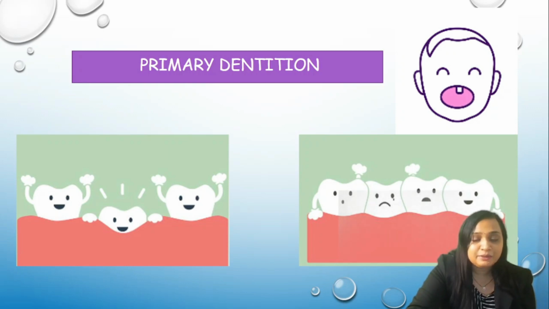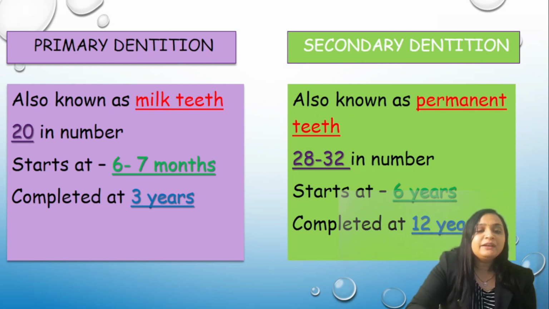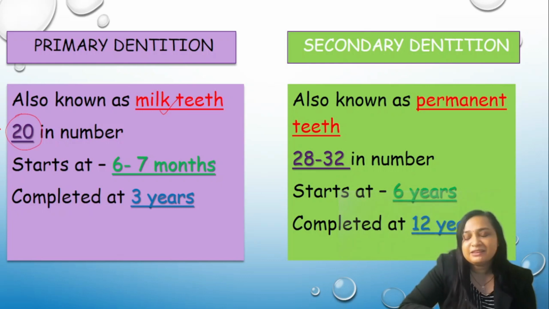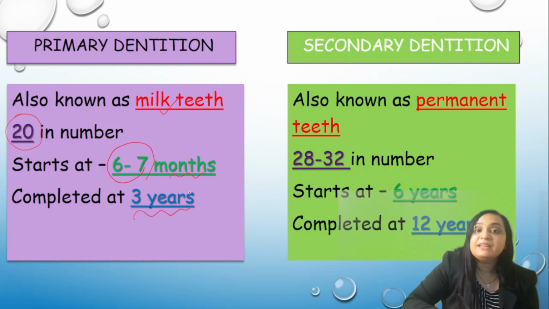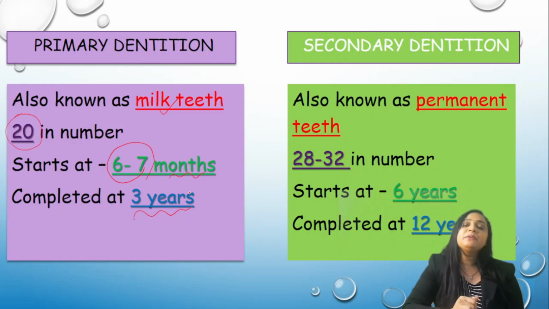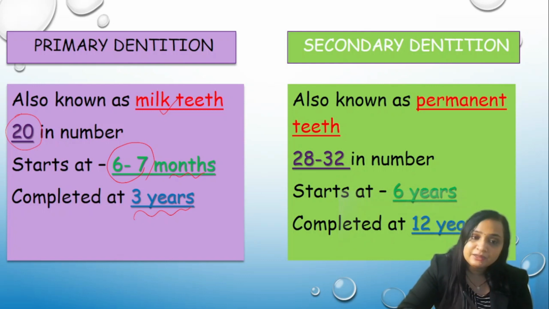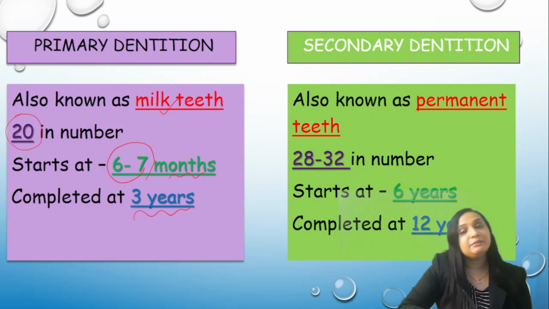So let's now understand it. Primary dentition is also known as milk teeth. It is 20 in number. We have to remember it. It is 20 in number. It starts around 6 to 7 months of life, and it is completed by 3 years of age. This has to be remembered. These are a few facts you need to remember: that it is known as milk teeth also, it is a total of 20 in number, it starts at 6 to 7 months of life, and it is completed by 3 years of age.